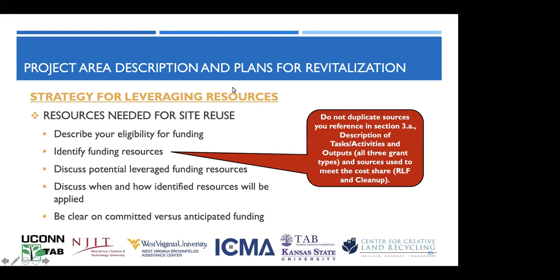So in the strategy for leveraging resources section, the resources needed for site reuse, you want to describe your eligibility for funding. You want to make sure that you put that statement in that you're eligible for these funds for these reasons. You want to identify your funding resources, but make sure that in this section you don't duplicate sources that you're going to reference in section 3A, which is a description of task activities and outputs. And this would be applicable to all 3 grant types.